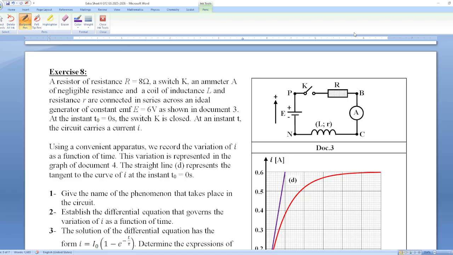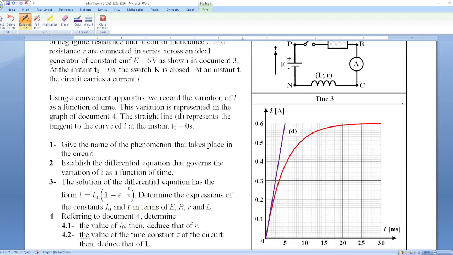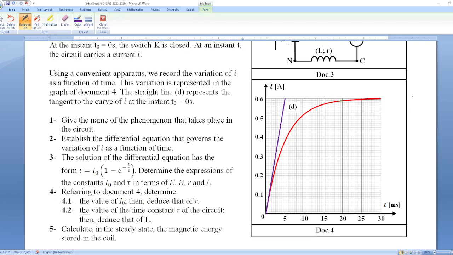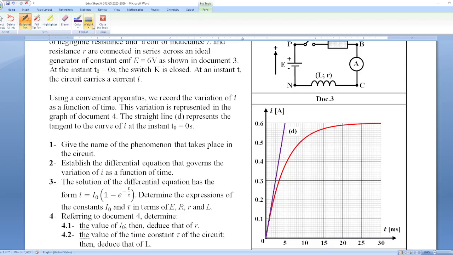As shown in document 3, at the instant t0 equals 0 second, the switch K is closed. At an instant t, the circuit carries a current I. Using a convenient apparatus, we record the variation of I as a function of time. This variation is represented in the graph of document 4. The straight line D represents the tangent to the curve of I at the instant t0 equals 0 second.